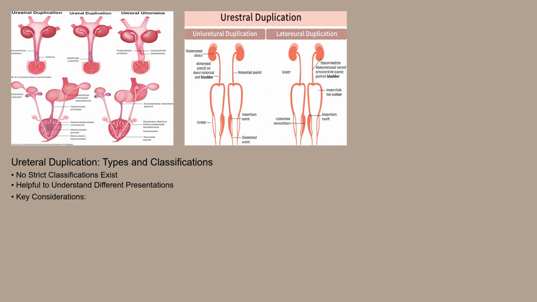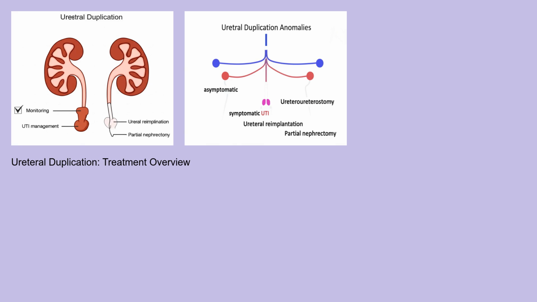The presence or absence of complications, such as ureterocele or vesicoureteral reflux, also plays a role in describing the type of ureteral duplication. Treatment for ureteral duplication depends on the presence and severity of symptoms, as well as the presence of complications. Asymptomatic individuals typically require no treatment, but regular monitoring may be recommended. For those experiencing recurrent urinary tract infections, antibiotic prophylaxis may be prescribed. Surgical intervention is often necessary for symptomatic cases or when complications such as vesicoureteral reflux, ureterocele, or obstruction are present.